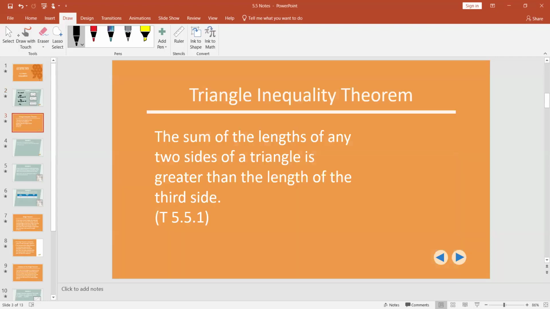All right, this leads to our inequality theorem. The triangle inequality theorem says that the sum of the lengths of any two sides of a triangle must be greater than the length of the third side.